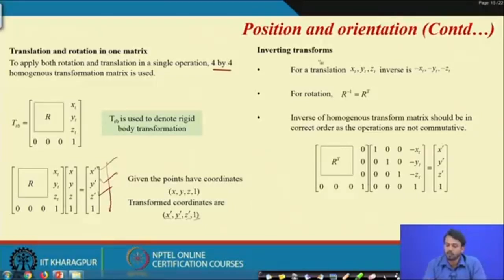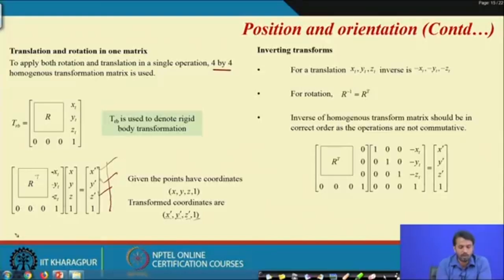If you are considering the inversion of the transformation, for the translation Xt, Yt and Zt, the inverse will be simpler: minus Xt, minus Yt and minus Zt. But for the rotation, R inverse is equal to R transpose. So, the inverse of the homogeneous transformation matrix should be taken in the correct order, as the operations are not commutative. In the inverse matrix we can put minus Xt, minus Yt and minus Zt, and this R should be represented as R transpose.